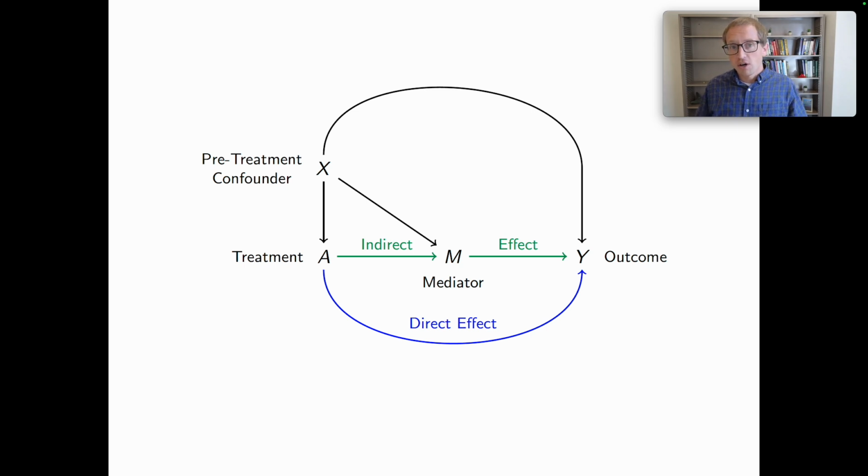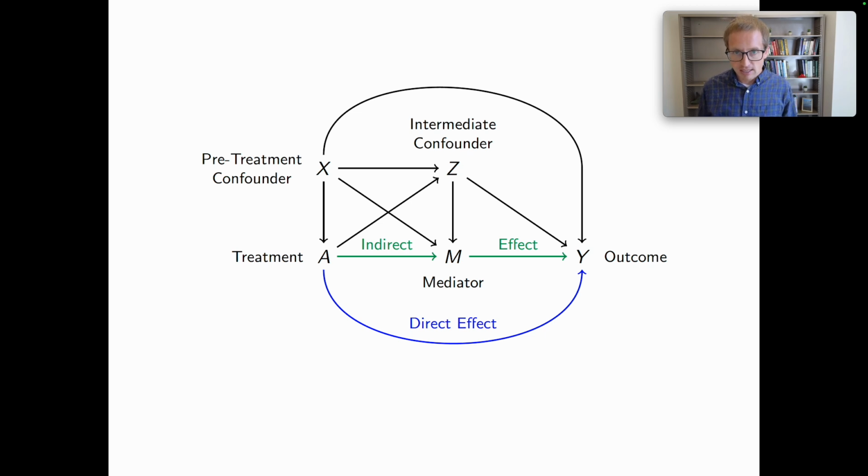With mediation, we also have to think about a second set of confounders. These are called intermediate confounders. An intermediate confounder is a variable that is a consequence of the treatment. Here, the treatment A affects the value of Z, which affects the value of Y. One way that the treatment affects the outcome is by changing the value of the intermediate confounder.